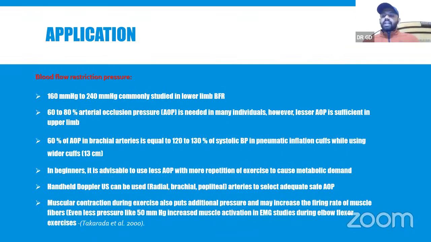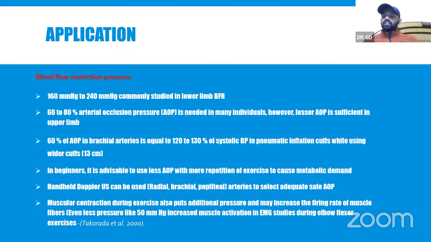Arterial occlusion pressure, for example, if I put 80 percent, that means 80 percent of arterial flow you are occluding, and 20 percent of blood flow you are allowing. Your aim here is to reduce the arterial flow, not occlude it completely. You cannot cause cell death here. Your idea is to create metabolic stress by reducing the blood flow, not occluding it. So you'll be keeping up to 80 percent, not 90 or 100.